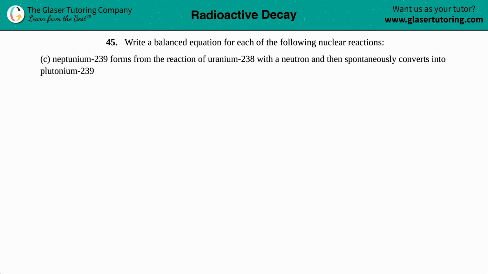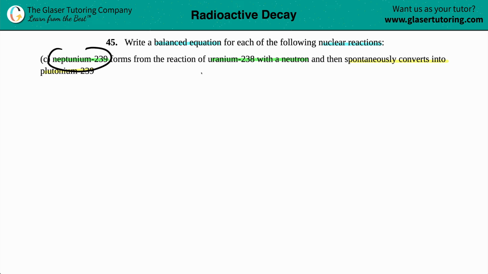45. Write a balanced equation for each of the following nuclear reactions, and then we have letter C. So in this case, neptunium-239 forms from the reaction of uranium-238 with a neutron, and then spontaneously converts into plutonium-239. Okay, so seems like there's two parts to this question, right?